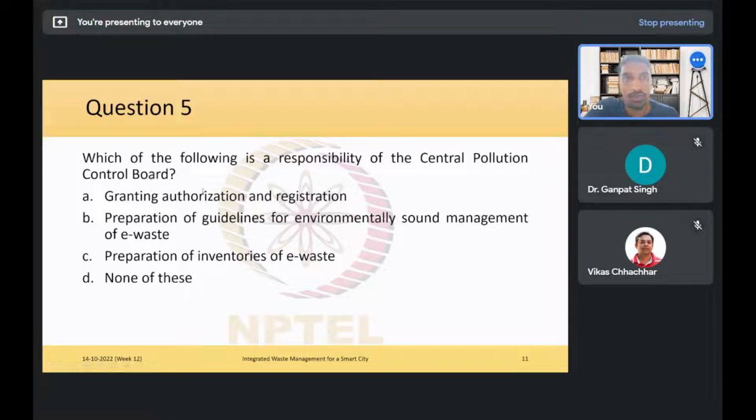Okay, so question 5 is for the CPCB, Central Pollution Control Board. So which of these is the responsibility of the CPCB? Granting authorization and registration, preparation of guidelines for environmentally sound management of e-waste, preparation of inventories of e-waste. Option D is none of these. Okay, we have one answer, option B.